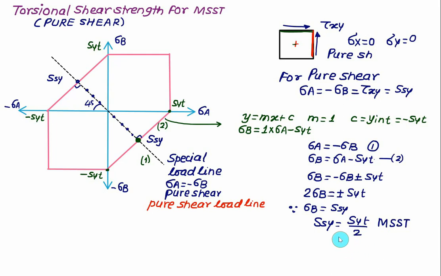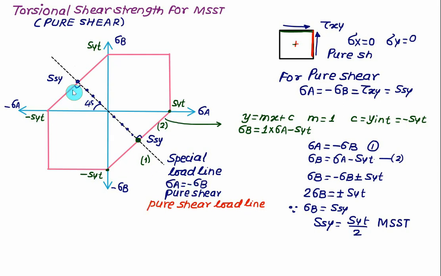So remember, the torsional shear strength in the case of MSST can be obtained by drawing a line for pure shear. If we have pure shear, then sigma x is 0 and sigma y is 0. Then we can find the principal stresses sigma A and sigma B. We get the Mohr circle, and according to the Mohr circle we have sigma A equal to minus sigma B equal to tau xy. At yielding this value is equal to Ssy. So this point of intersection is obtained by two lines here. One is a dotted line representing the pure shear load line, and for this line we have sigma A equal to minus sigma B.